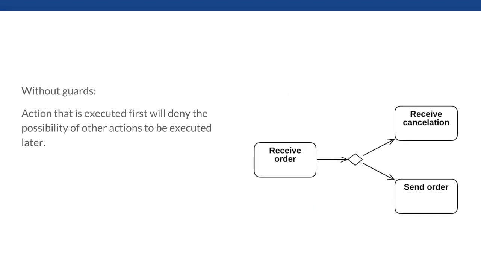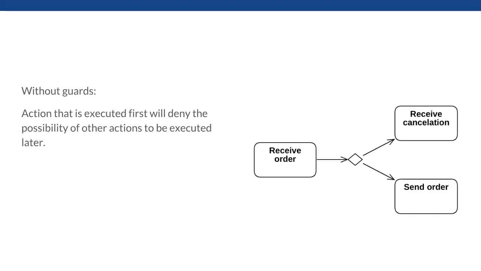A decision may be without guards or conditions. In the example here, after the action of receive order, there is a decision that leads to the action of receive cancellation and send order. The action that is executed first will deny the possibility of other actions being executed later.